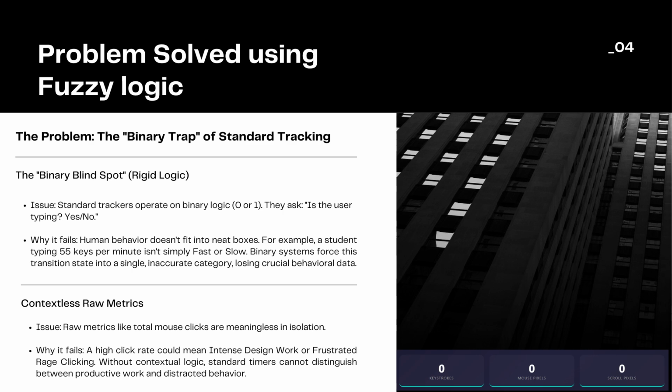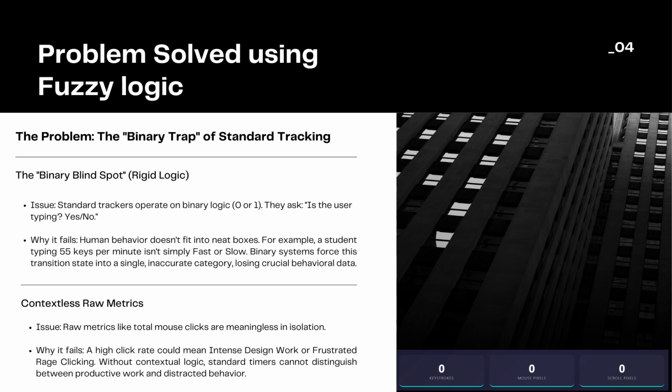Okay, second, this whole system tackles something called the binary trap. See, most trackers right now are super rigid. They just ask, is the user typing, yes or no? But human behavior is messy. It just doesn't fit into these neat little boxes. A student typing at a moderate speed forces a binary system into a wrong category and you lose all that crucial data.